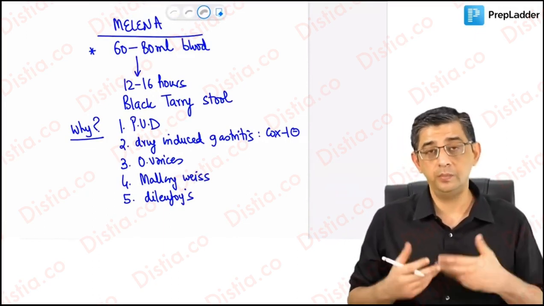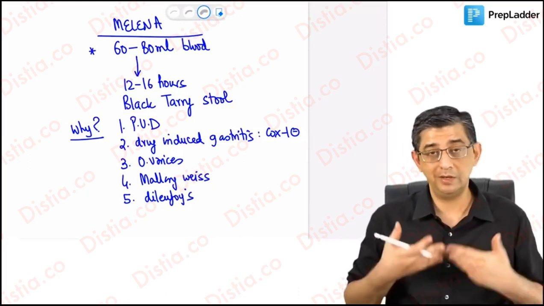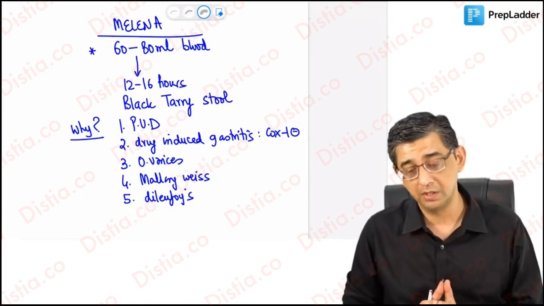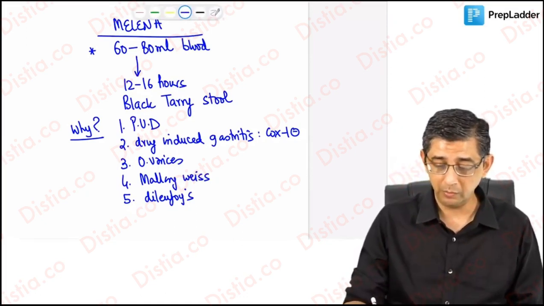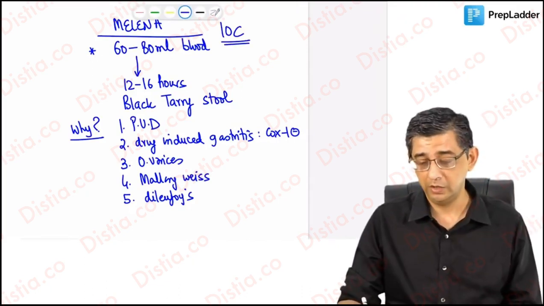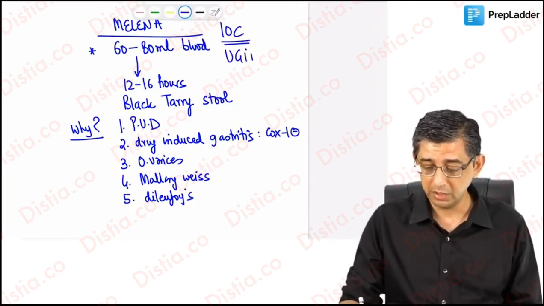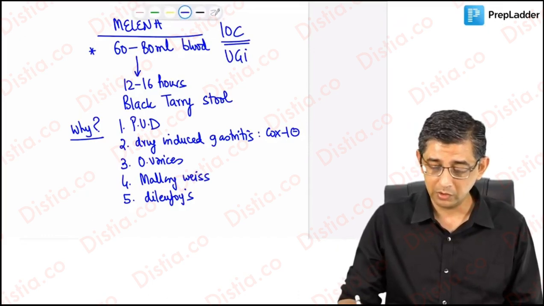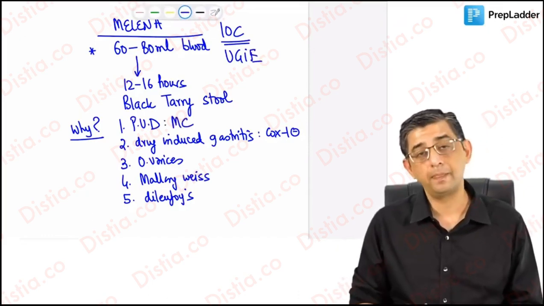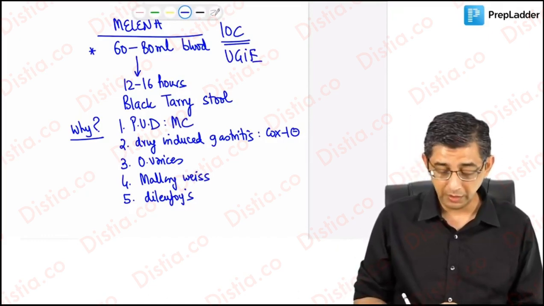Basically, the point is, in upper GI bleeding, obviously the person will puke blood, but the rest of the blood due to gravity will go down and transit through the gut, contributing to this manifestation. Therefore, the MCQ that came on this topic simply said, what is the best test to confirm the diagnosis of melena? Your answer would be upper GI endoscopy. Why? Because all the causes which are mentioned here are those of upper GI bleeding. This was relatively an easy one.